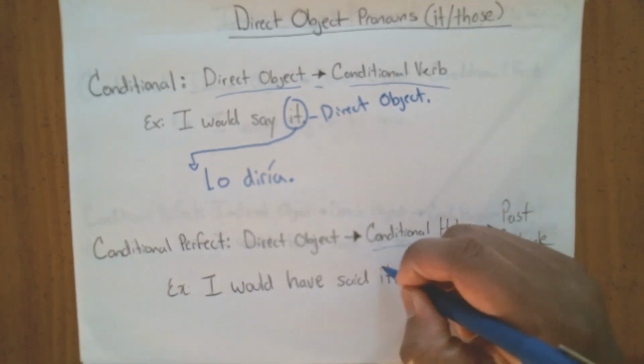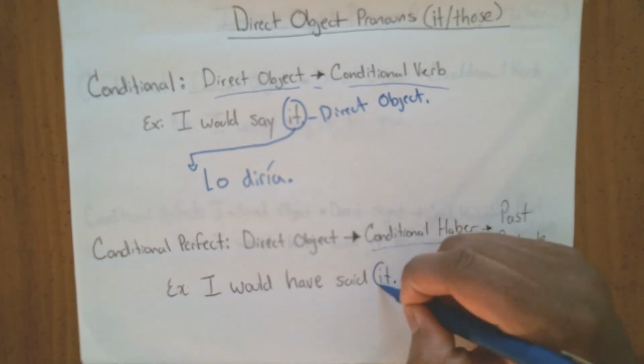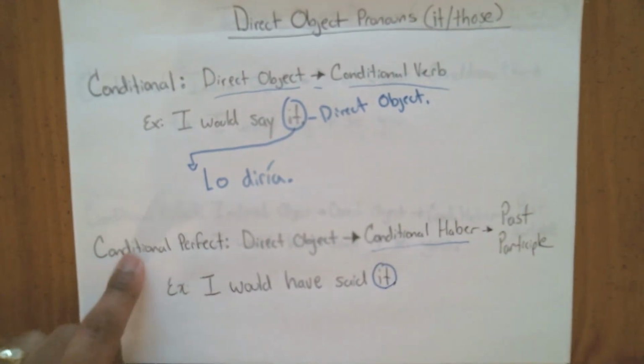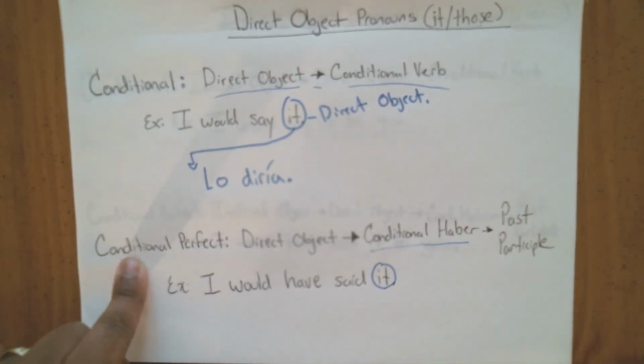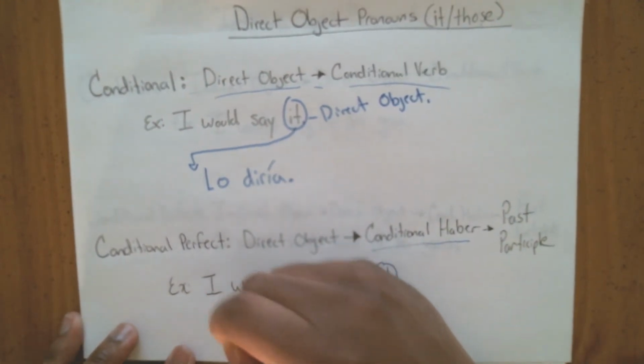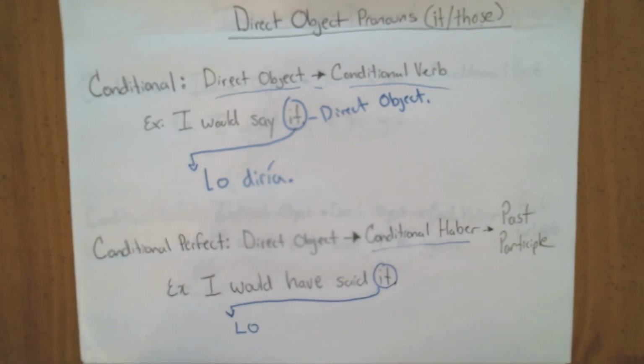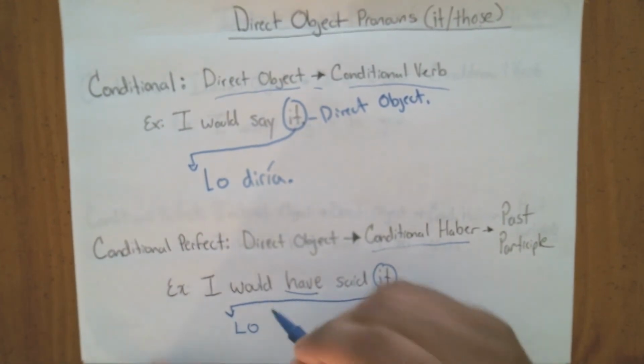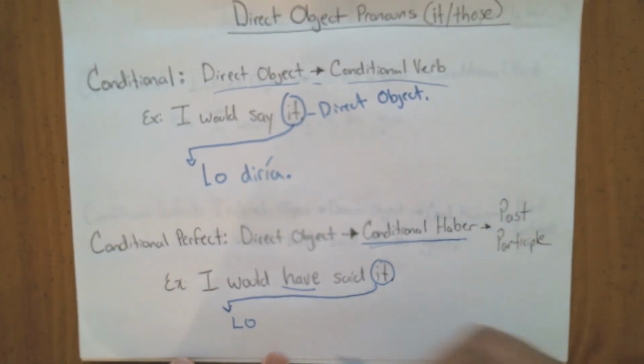So, I would have said it. Your "it," in this case, because conditional perfect is still a type of conditional. Don't get confused about that. So I would have said it. The "it" comes first, and it's just "lo." Now you have your "have" that goes in the "would" form, which is what your conditional haber is.